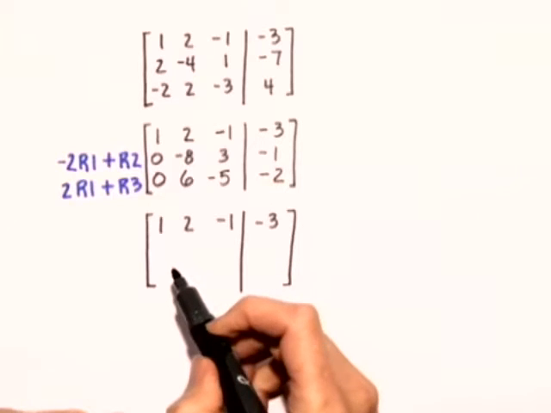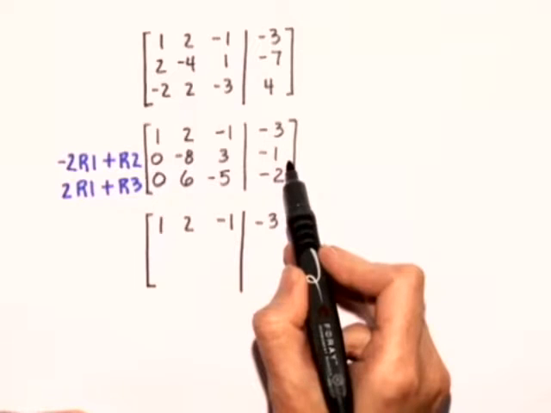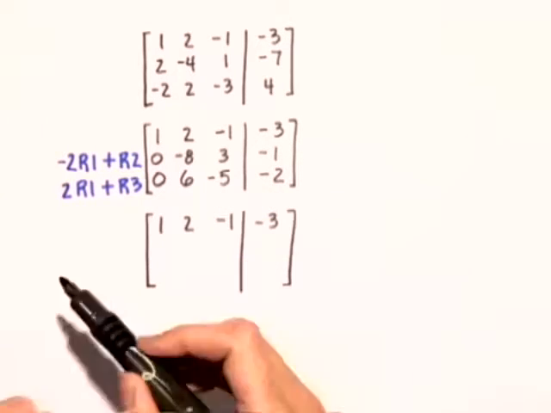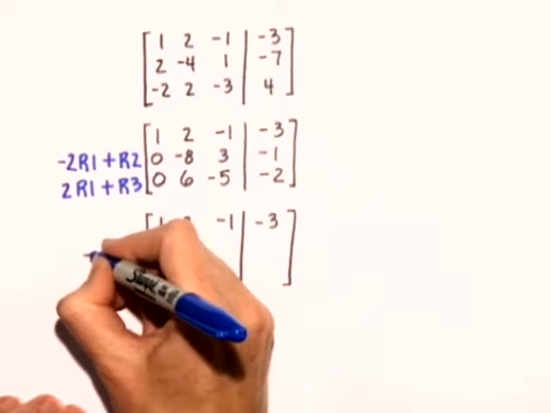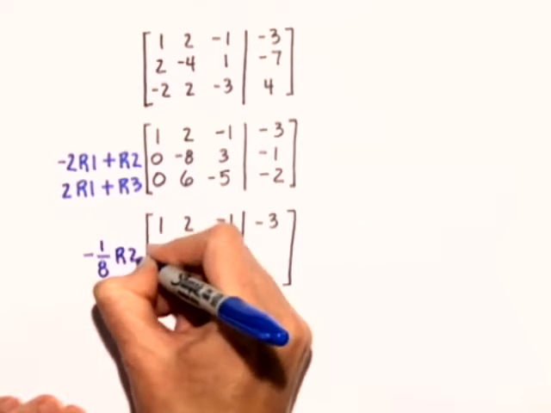And if you recall, one of the things that we can do to any row is multiply each element through by any non-zero number. So the non-zero number we want to multiply through by would be the reciprocal of -8. In other words, that would be -1/8. So we want to take -1/8 and multiply it through row 2.